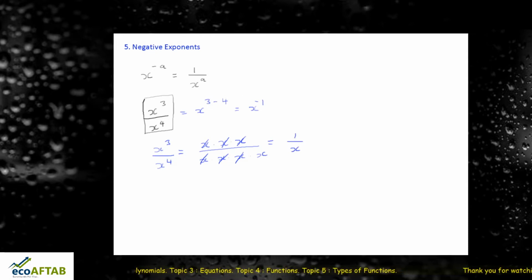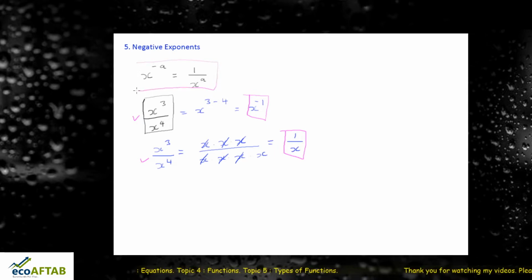That is the reason, if you see here, this x raised to minus 1 and this 1 upon x are both resulting from x cube divided by x4, and here comes the rule for negative exponents. X raised to minus a is equal to 1 upon x raised to a. So x raised to minus 1 is equal to 1 upon x. The most simple way for us to understand about negative exponents.